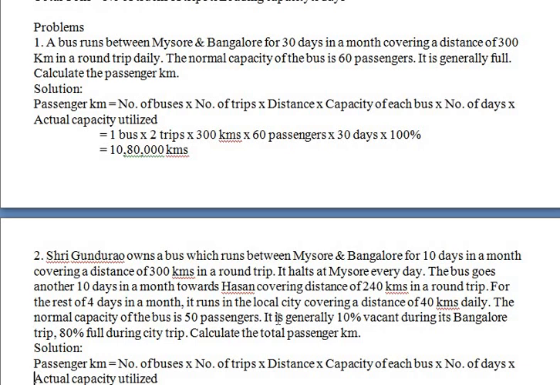Now passengers, capacity of bus is 50 passengers. It is generally 10% vacant during its Bangalore trip. It means 90% bus will be full. Okay. 80% full during city trip. Okay. Calculate total passenger kilometer they have given us. Again the same formula will be applied. But whatever we are calculating, that calculation will be 3 times.